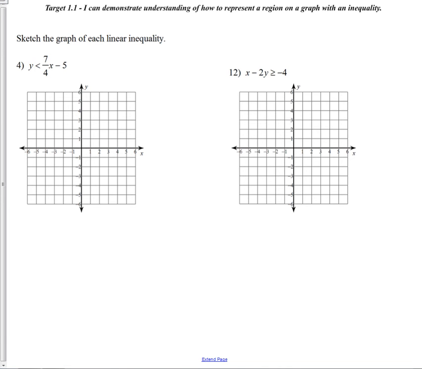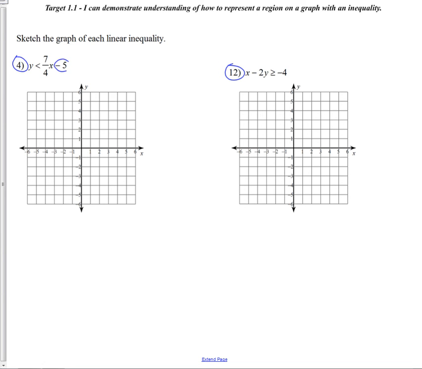So we're actually going to start with problem 4 and problem 12. Now notice problem 4 is in slope-intercept form. So when we graph this linear inequality, we're going to use slope and intercept. But notice number 12 is in standard form, and for that one we're going to use the 0, 0 table in order to graph there. Let's start out with number 4. You can do these right as we do them, and then continue with more problems just like them.